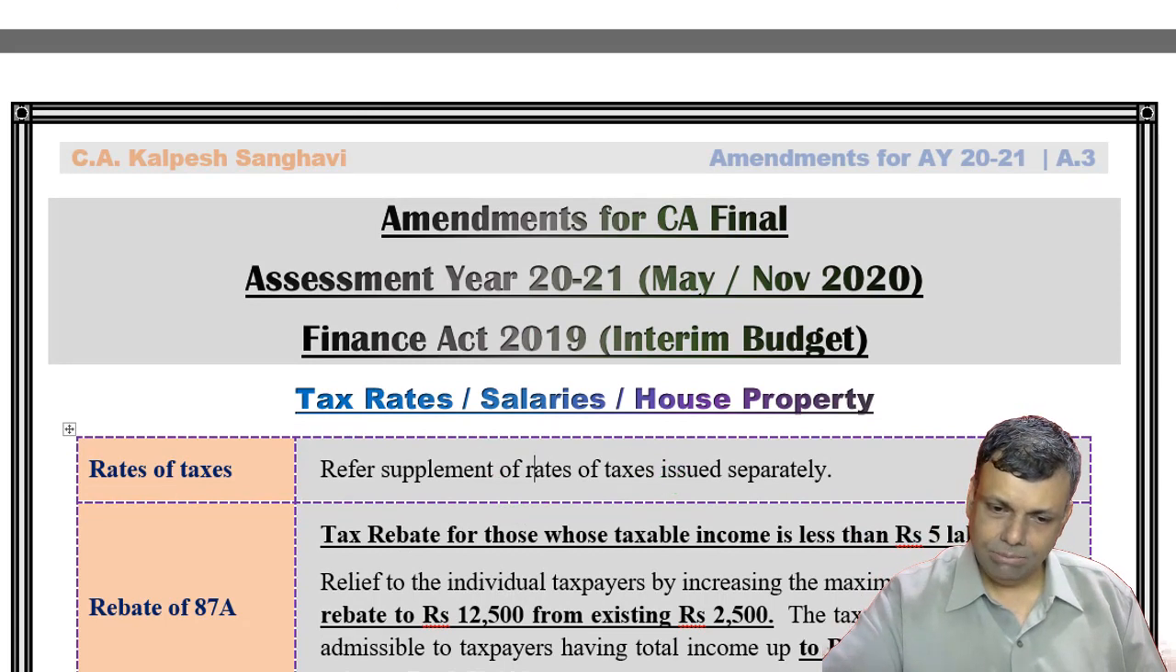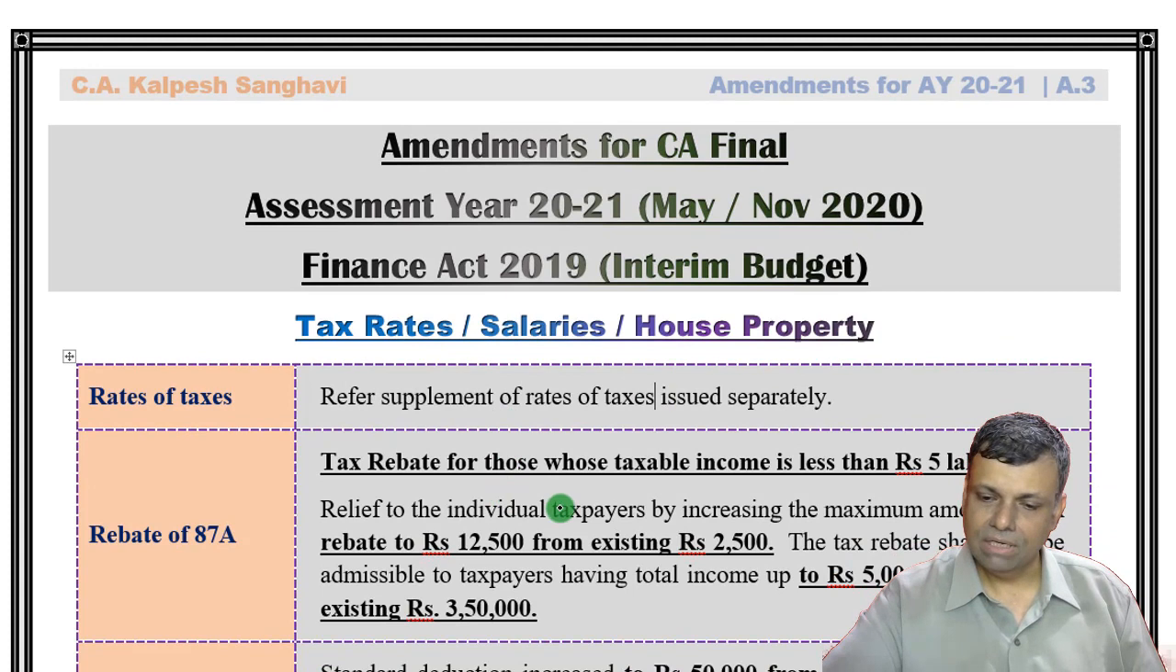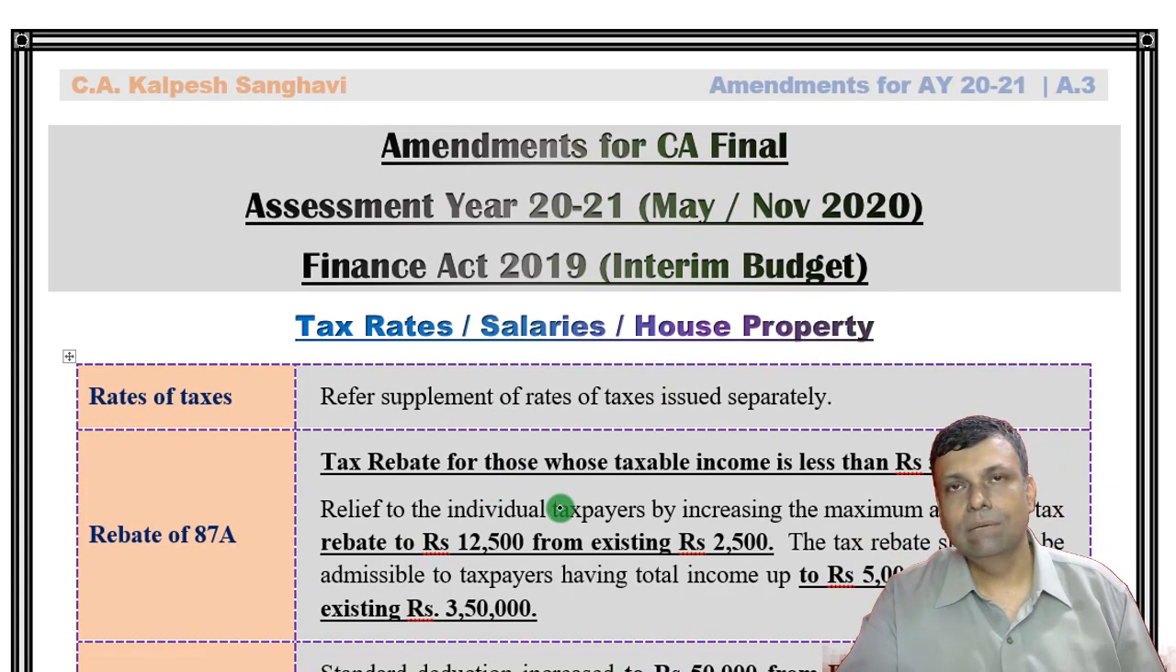So let me take up all the amendments, friends, step by step, and bring it to your notice. Wherever explanation is required, I will give the explanation. Now first of all friends, in the amendments, let me tell you that for the assessment year 2021, there were basically 3 times amendments. I repeat, there were 3 time amendments.